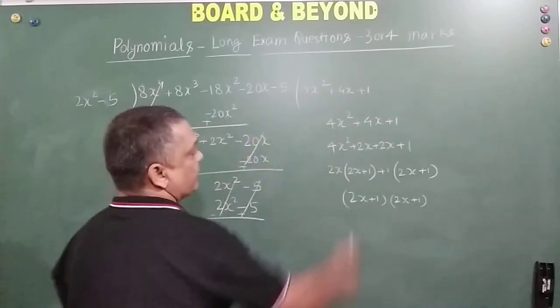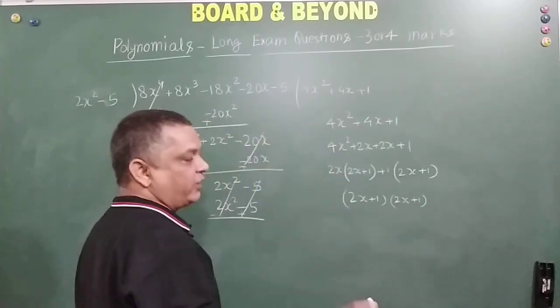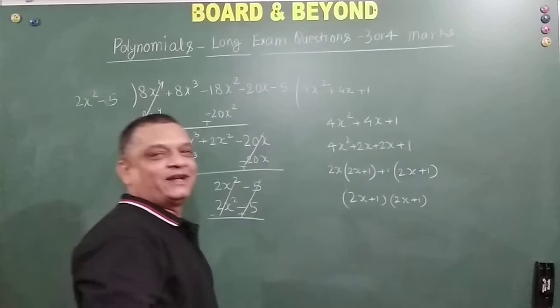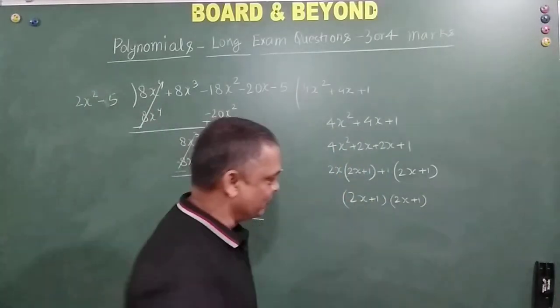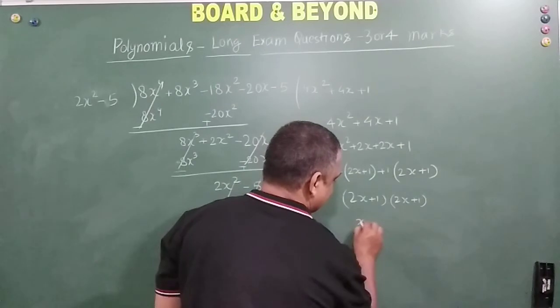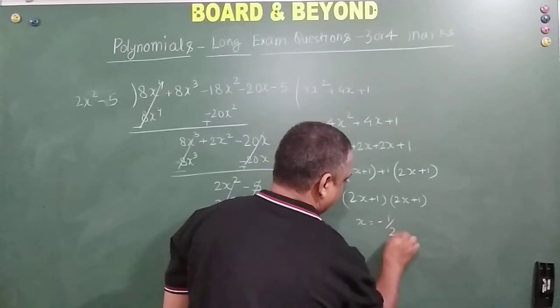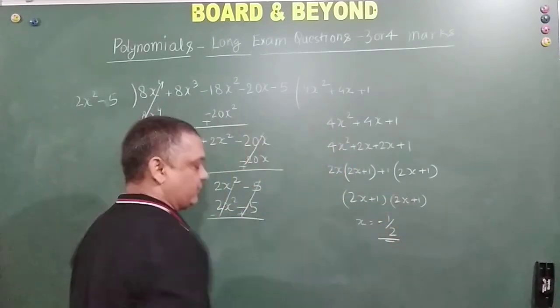Oh, this was a perfect square. Sorry, we could have solved that also, right? So this is a square plus 2ab plus b square. We could have done that also, no problem. Okay, so x is equal to minus 1 by 2 in both the scenarios.